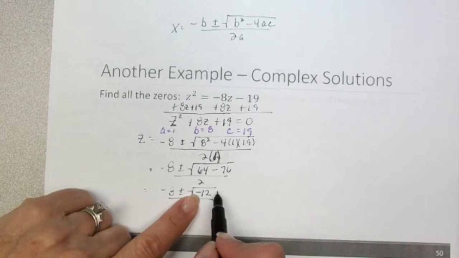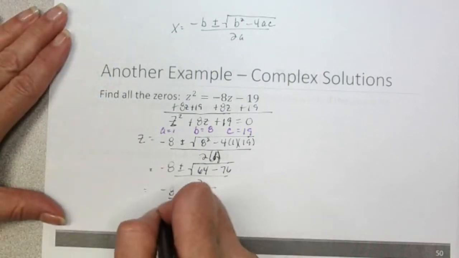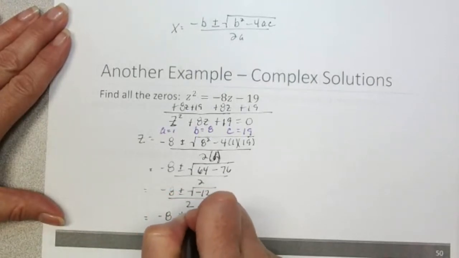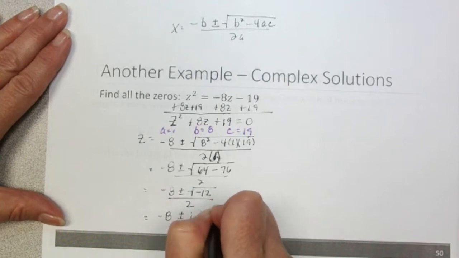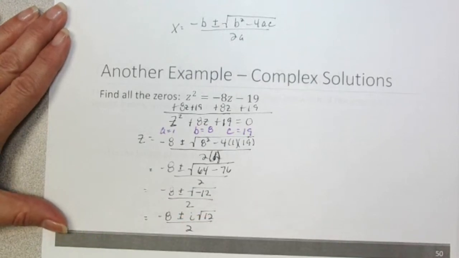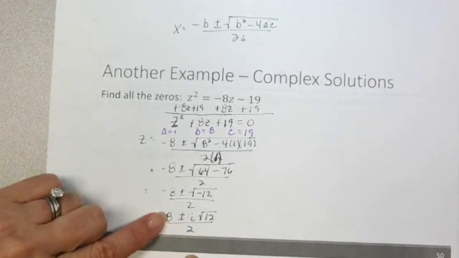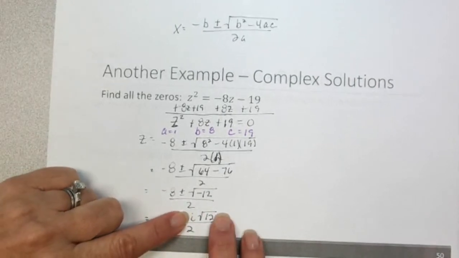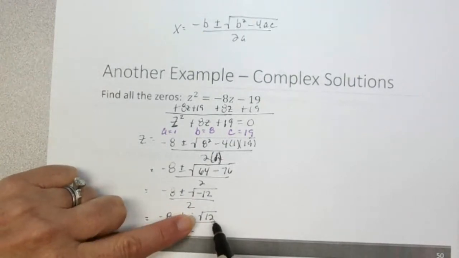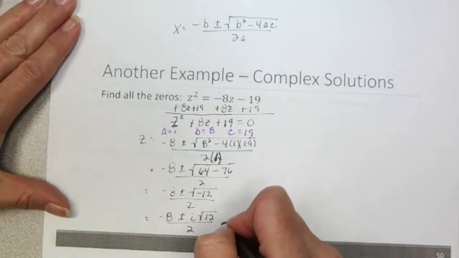Okay, so I'm going to take the shortcut. I'm going to stick an i out front and drop the negative. So this then becomes negative 8 plus or minus i times the square root of 12 over 2. I really want to simplify that negative 8 divided by 2, but I can't do it because 12 is under the radical. I can't say 12 divided by 2, but I might be able to simplify that radical so then I can divide out the 2.